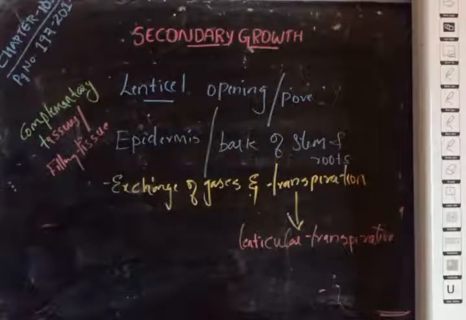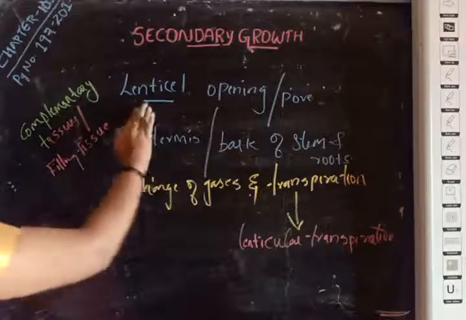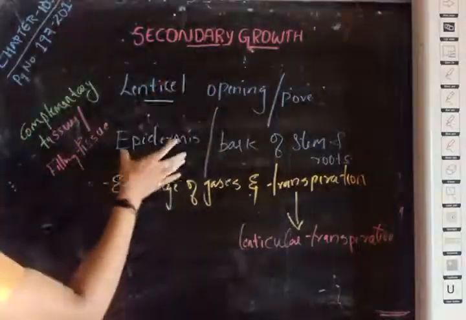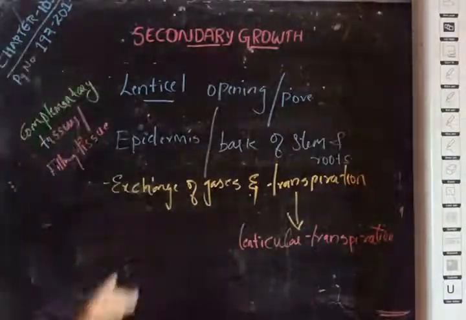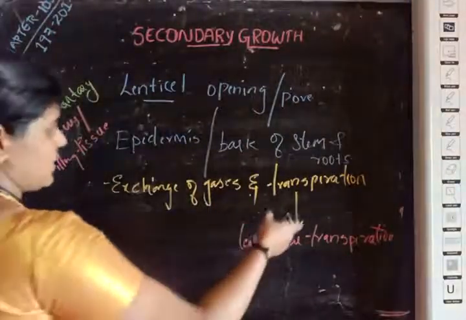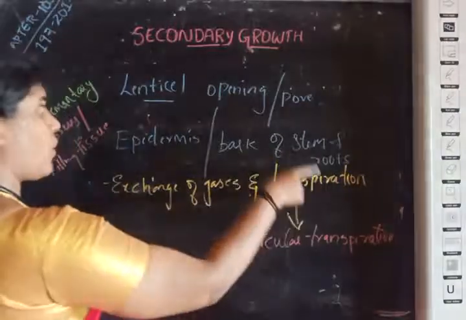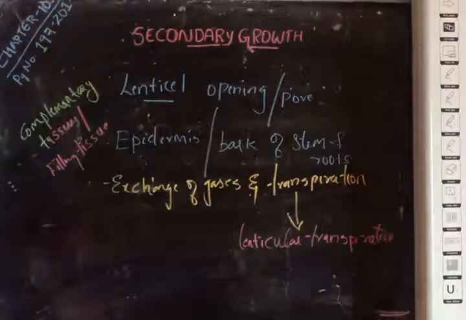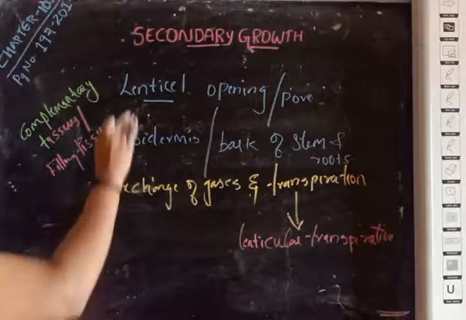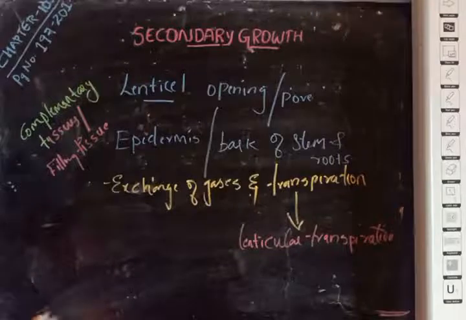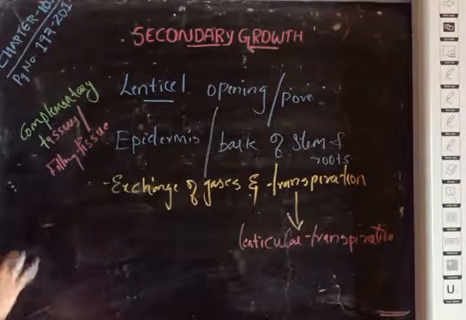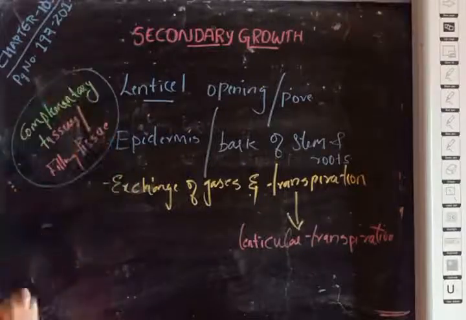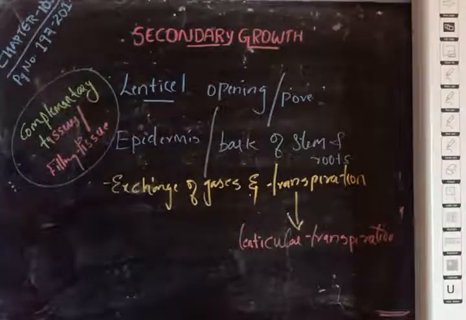Okay, so these are about lenticels. Lenticels are simply openings or pores of the epidermis or bark of stem and root, and they help in the exchange of gases as well as in transpiration. Transpiration through lenticels is called lenticular transpiration, and when the phellogen becomes more active in the lenticel area, a mass of thin-walled parenchyma cells is formed. Those parenchyma cells are called complementary tissues or filling tissues.